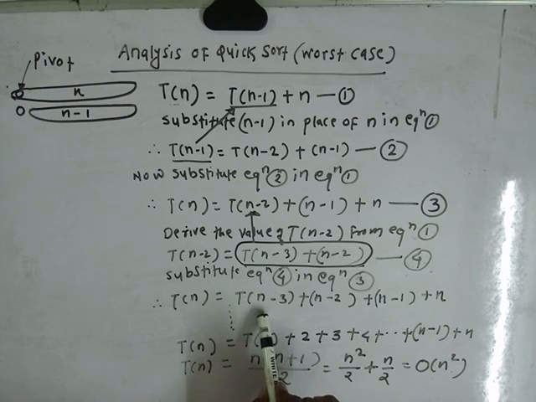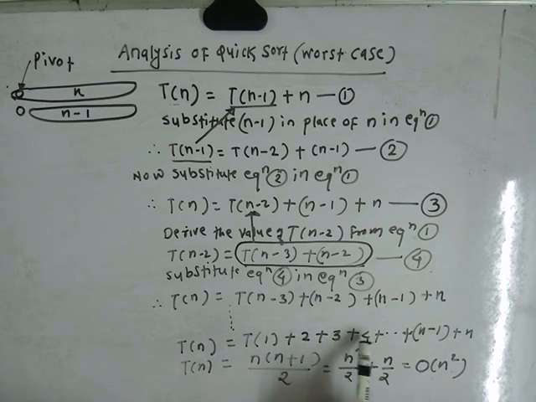Because every time we are reducing the input size by 1, right? So ultimately the input will reach 1. So the equation when our term in T's bracket becomes 1, the equation will become T of n equal to T of 1 plus 2 plus 3 plus 4 up to n minus 1 plus n. So now T of 1 is nothing but the time needed to sort one element, that is 1, we all know, and this equation will then become T of n equal to 1 plus 2 plus 3 plus 4 up to n minus 1 plus n, which is nothing but the sum of the first n natural numbers.